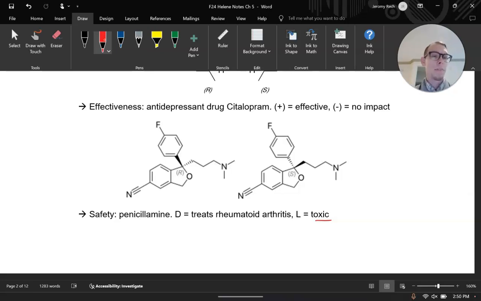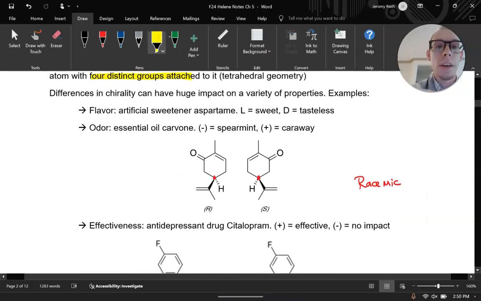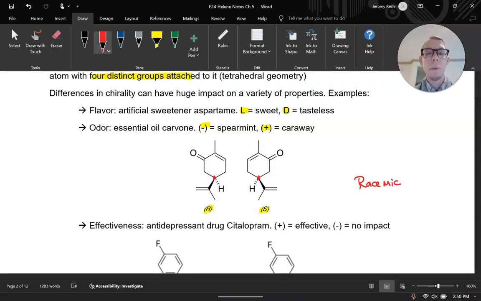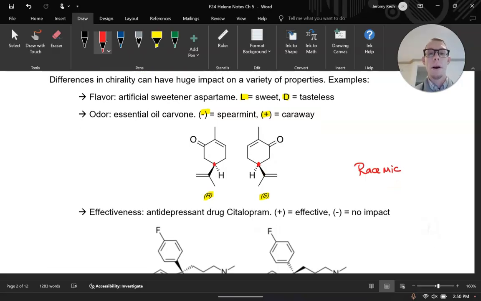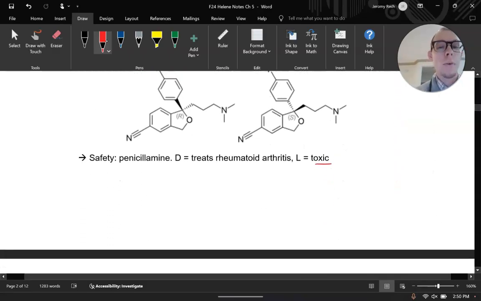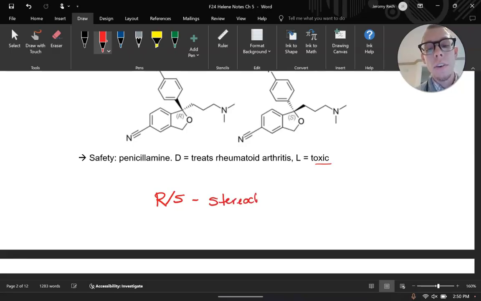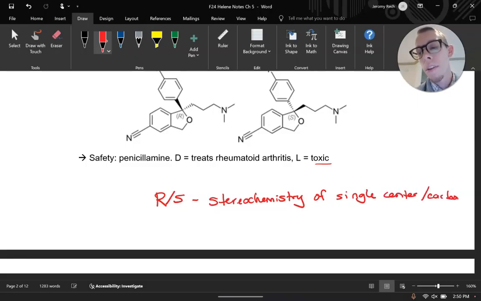Now, there are going to be a bunch of different terms, and I had a bunch of them shown here. L's and D's, pluses and minuses, R's and S's. Those are all different terms used to describe our stereochemistry. For a quick snapshot, the ones we are going to use the most are R and S. R and S describe the stereochemistry at a single center, a single carbon most of the time. So there's going to be a single sp3 carbon that we're thinking about the stereochemistry of.